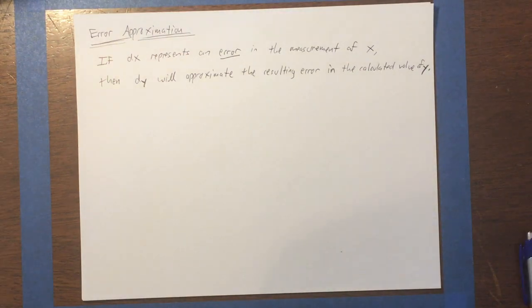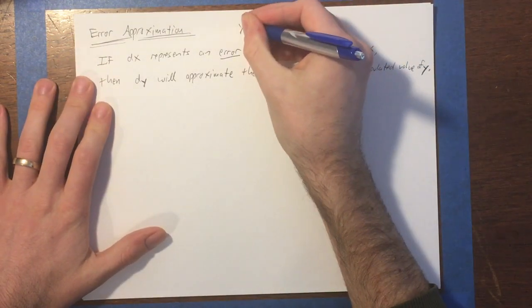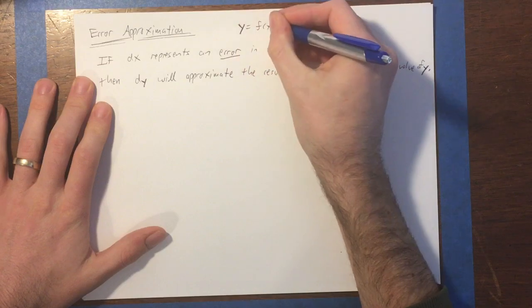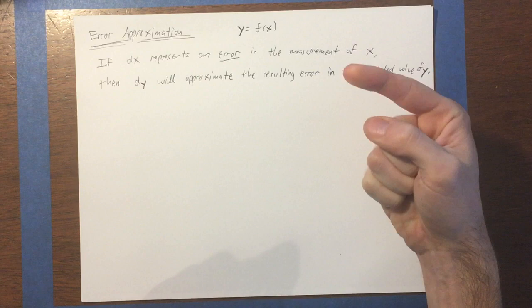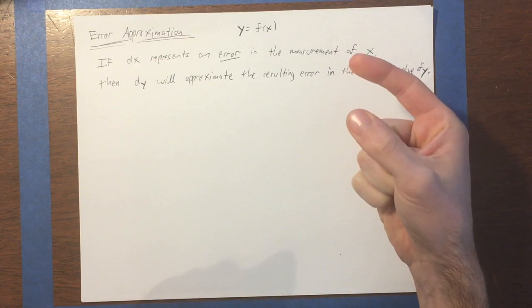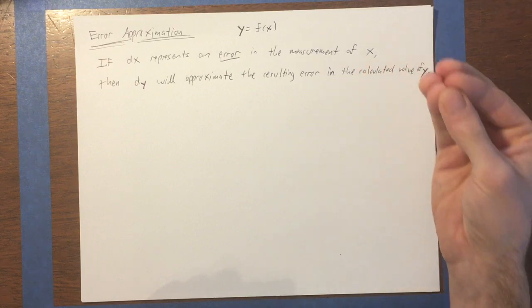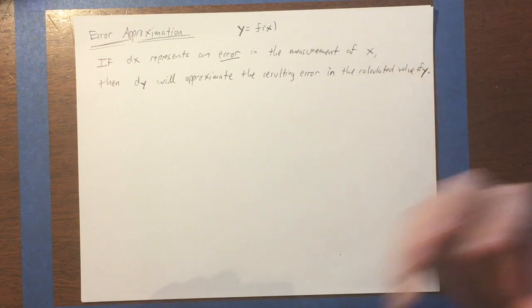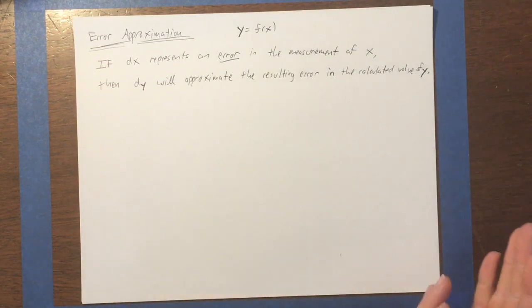All right, so we're going to apply what we've learned about differentials to an idea of approximating error. So if you have a function, y equals f of x, in some real-world application, then what you might be doing is taking a measurement of a value x. So you measure some quantity x, and then you put it as an input to a function, and then you use it to calculate the resulting output quantity y. So you measure x, and then you use that to calculate y.